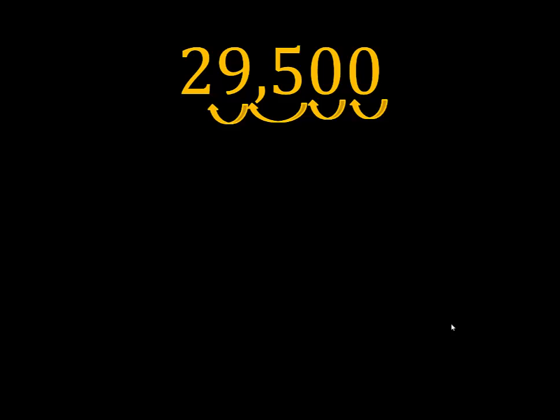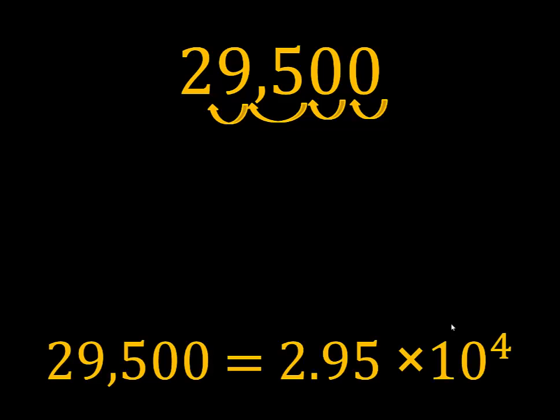You can see you had to move that decimal point 4 places. The comma doesn't count, but there is a place between the 9 and the 5 there. Since we had to move it 4 places, that will end up being the exponent on the 10. This is a big number, so we'll have a positive exponent on the 10. It'll be 10 to the 4th. So 29,500 is 2.95 times 10 to the 4th.